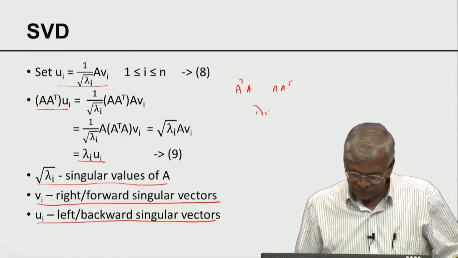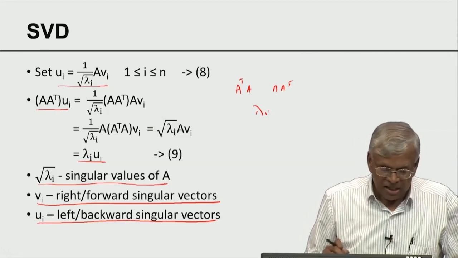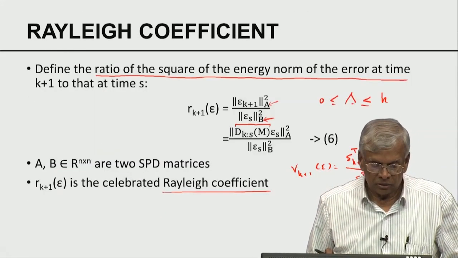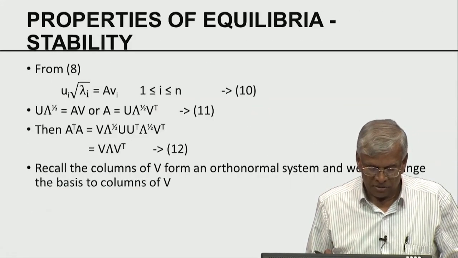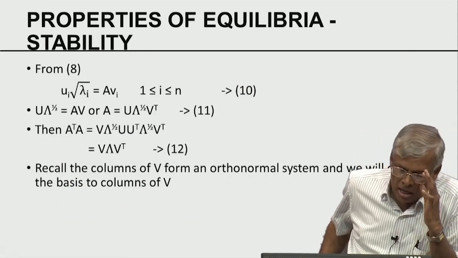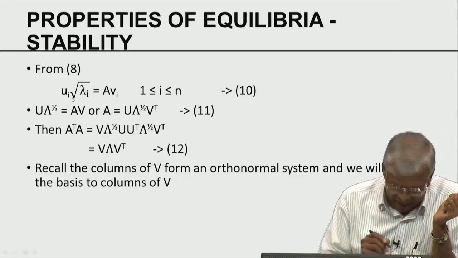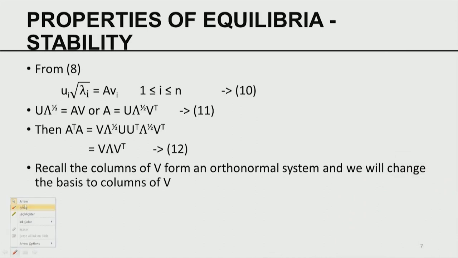Now from 8, I would like to talk about some of the properties of equilibria. From 8, I can rewrite my equation for the definition of u_i this way. There are n such relations; if I collect all of them in matrix form, it becomes a matrix version. So 11 is the matrix version of 10.